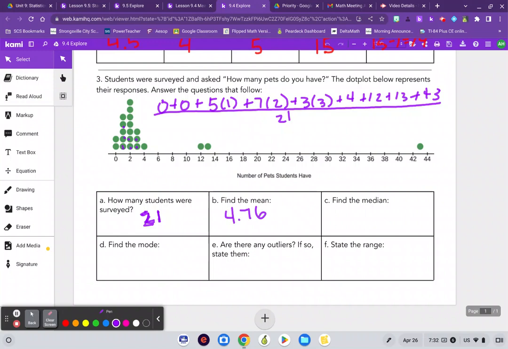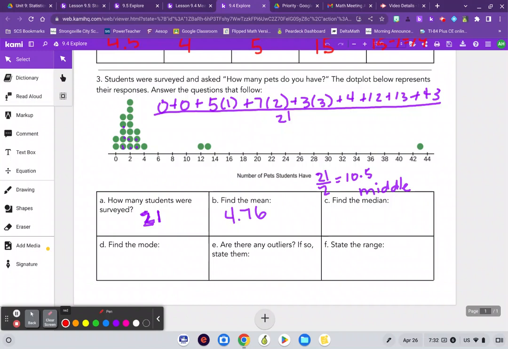Now I have 21 pieces of data. And so median is the middle or halfway. And so if I take 21 and divide by 2, I'm going to end up with 10.5. And what that means is that I should have 10 data pieces on the left that goes towards the middle, 10 data pieces on the right that works towards the middle, and then what's left over is my median.